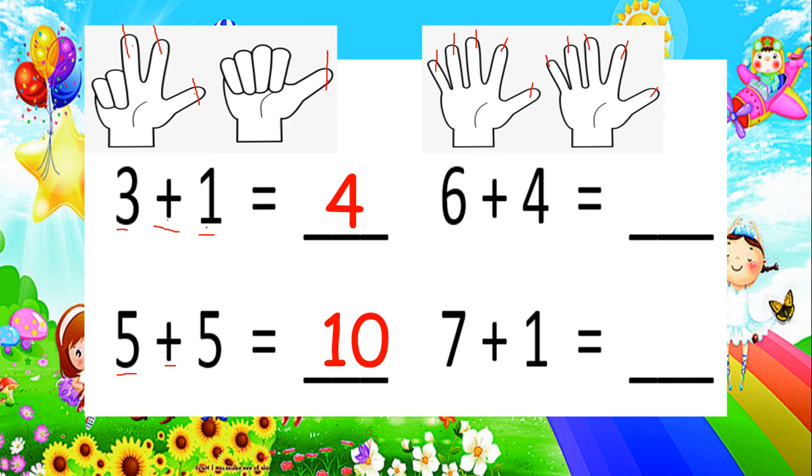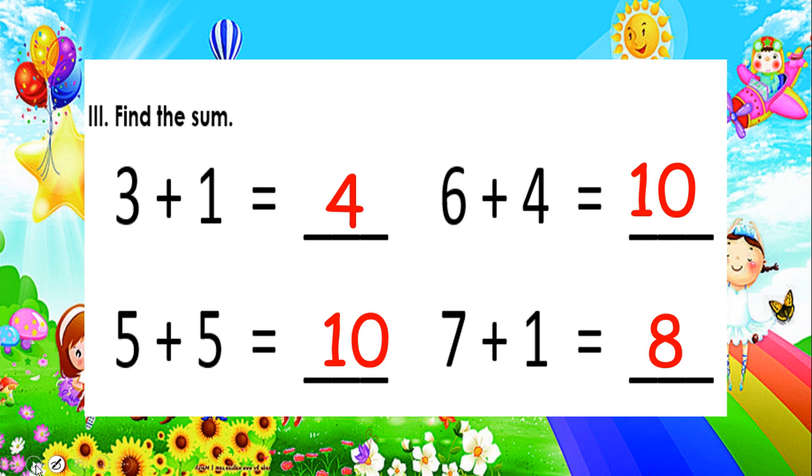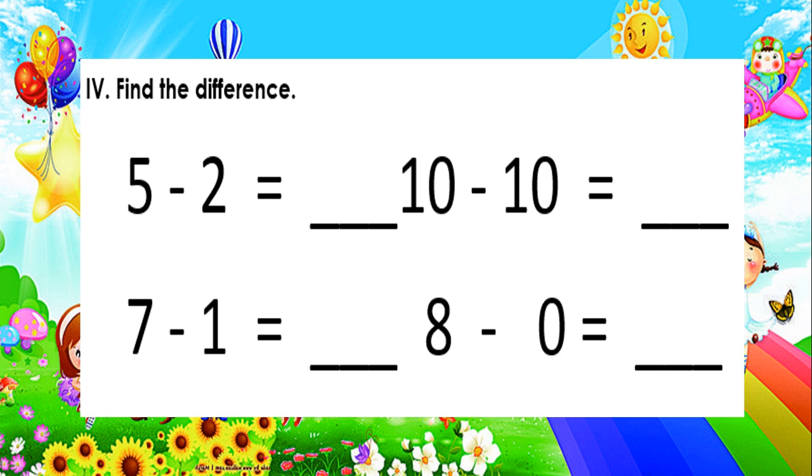Okay, so are you done? Okay, let's check now your answer. Okay, so again, we have 3 plus 1 equals 4. 5 plus 5 equals 10. 6 plus 4 equals 10. And 7 plus 1 equals 8. So I hope all your answers are correct. So let's go now to the next page.